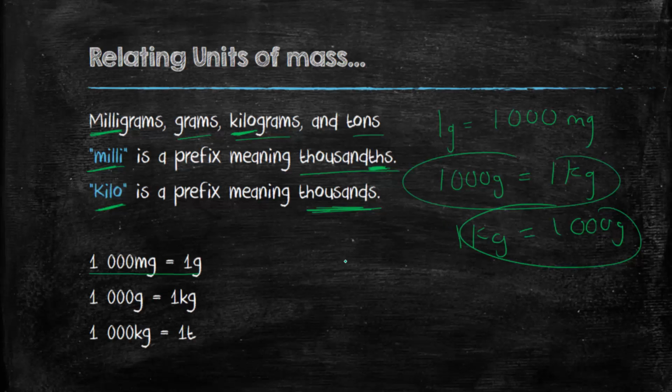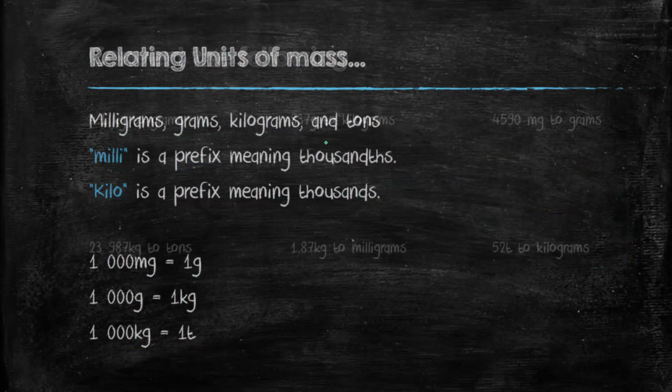Okay. Now moving forward to tons. 1 ton is 1,000 kilograms. So 1,000 kilograms equals 1 ton. So if we go from smallest to largest, milligram is the smallest, then gram, then kilogram, then ton. So 1,000 milligrams equals 1 gram, 1,000 grams equals 1 kilogram, and 1,000 kilograms equals 1 ton. Okay, let's look at some questions.